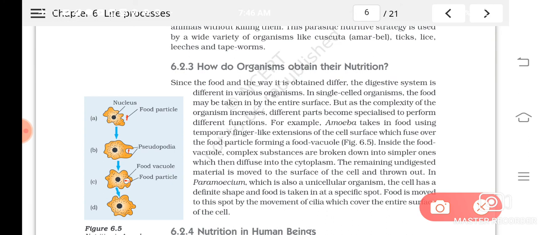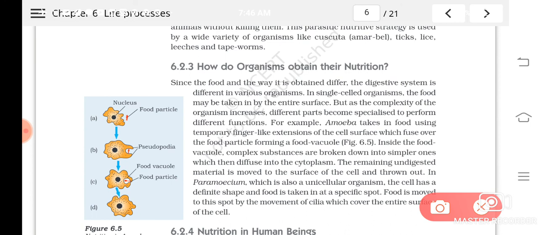Then the remaining undigested food materials will be moved to the surface of the cell and from there they will be thrown out. Understood? Thrown out. So this process is called what? Egestion. Understood? So how amoeba gets food, you understood?